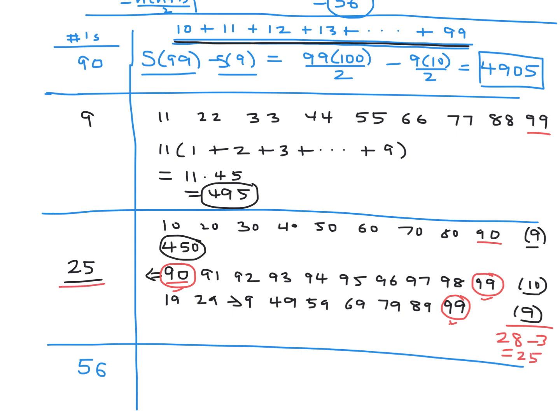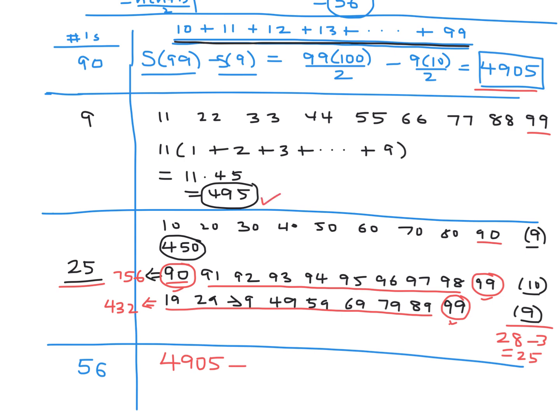Okay, got it. Okay, so now let's add this up. So this is really what I'm adding, just 91 to 98. And when you do that, 756. And then I add up these guys, but all the way just to 89. And when you do that's 432. All right, so now finally we can figure this out. You take that 4905, subtract from it this 495, subtract from that this 450, this 756, and finally this 432. And when you do, you get 2772. So that is the sum of all the numbers in S.